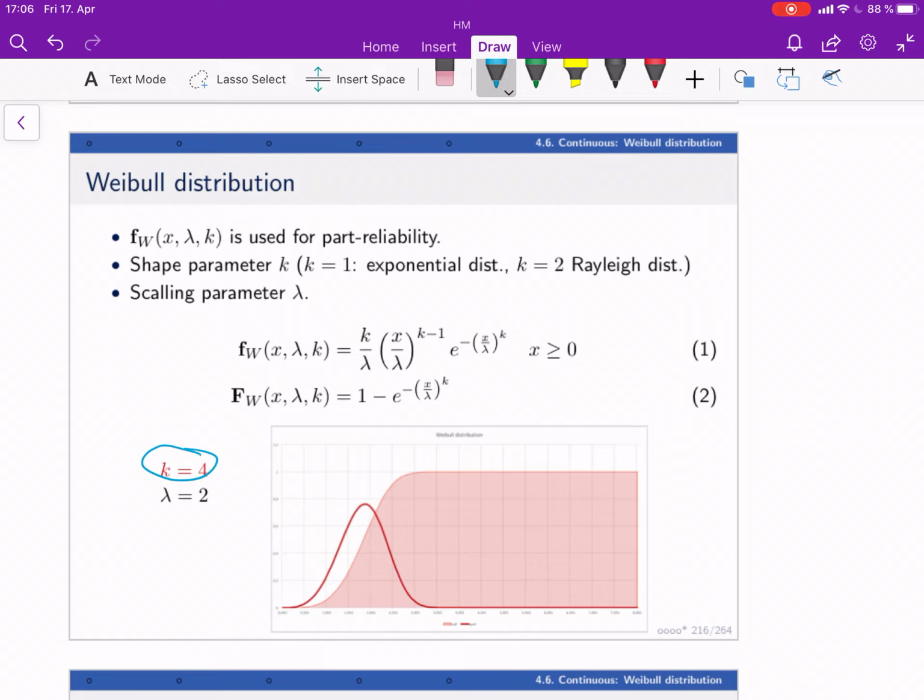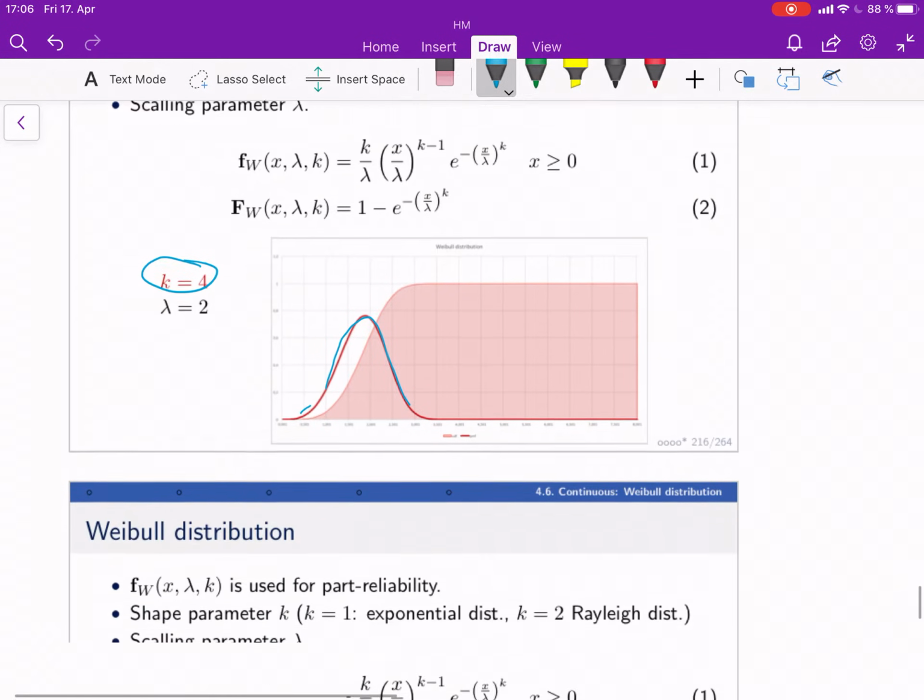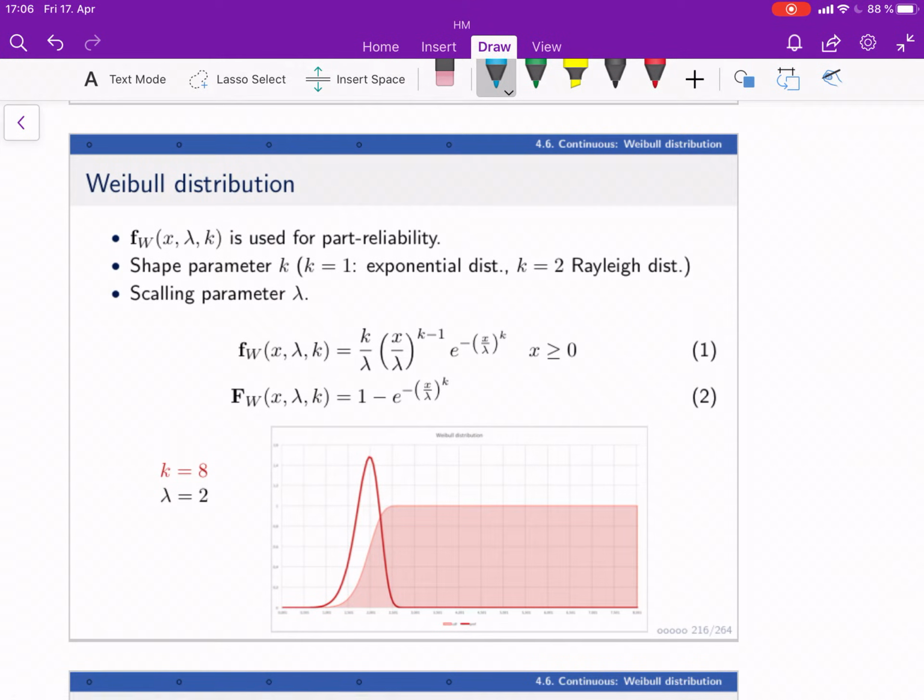And I've put a few more. K equals 4, so very pronounced peak here. Almost looks a bit Gaussian. And last one, k equals 8, and that's quite a distinct peak here. Alright, so we know what it looks like. So what's interesting about this Weibull distribution? What does the shape parameter really do?